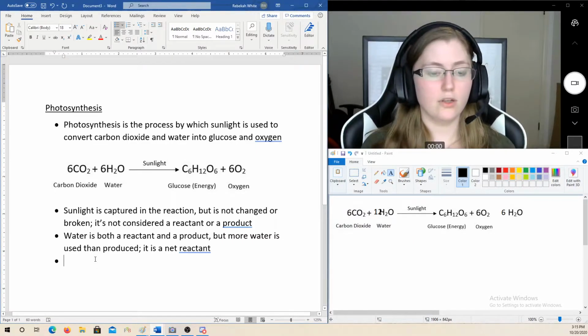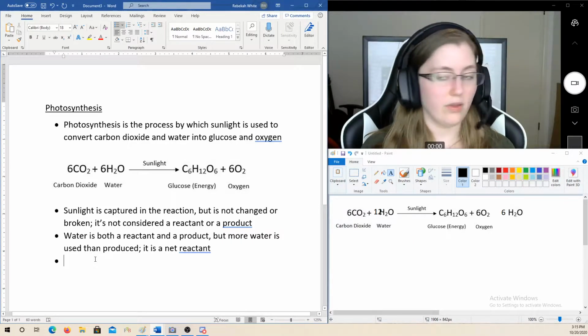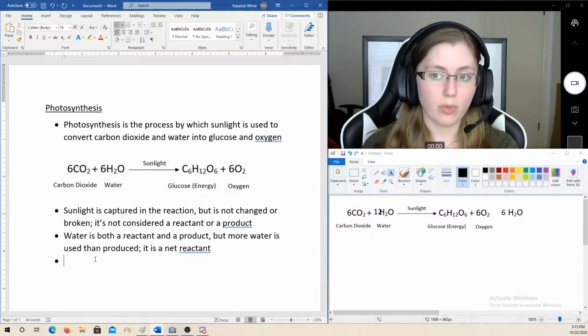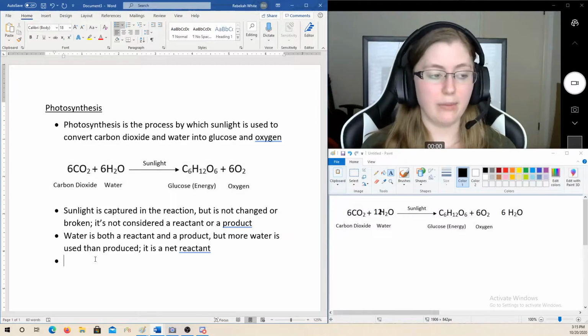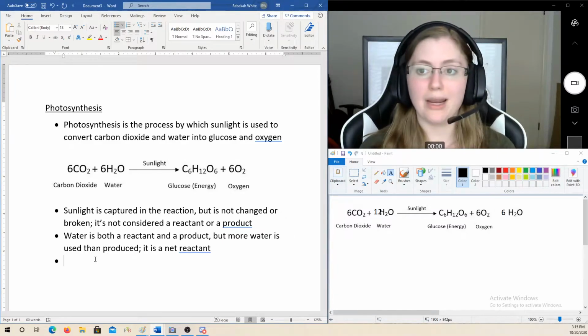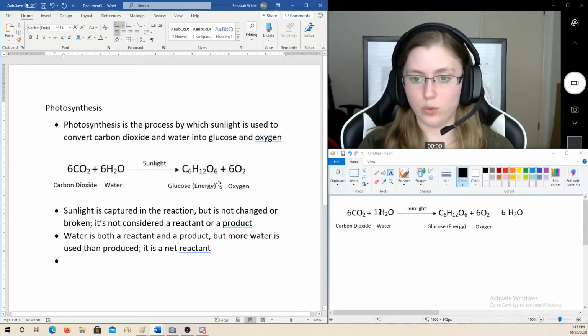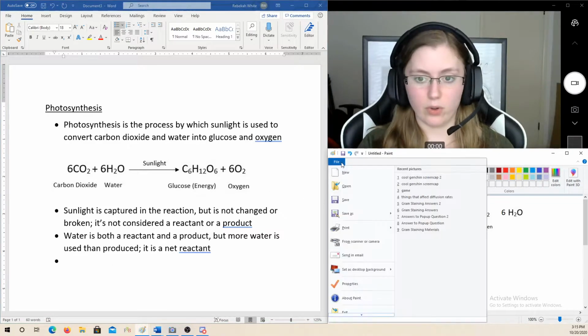Okay, so now we know the chemical parts of this reaction. We know the reactants, we know the products, we know the role that sunlight plays. But how does this actually work practically in a plant? What is the actual mechanism that we're looking at here?